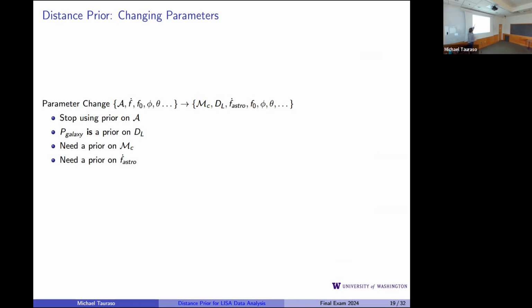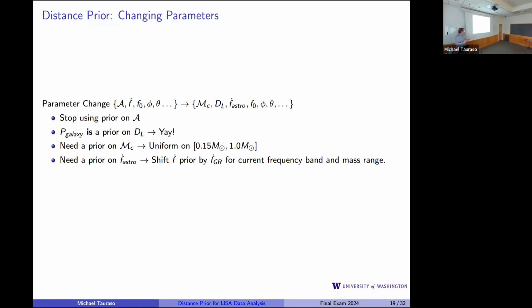The P galaxy is a prior on distance, so that's a good start. We also need priors on chirp mass and F dot astro. We made the same choices as we did in the proposal, where you just use a uniform variable and you just shift the F dot. Uniform distribution for priors on these two. There are probably ways to make more physically reasonable priors on these, but it's left for future work.